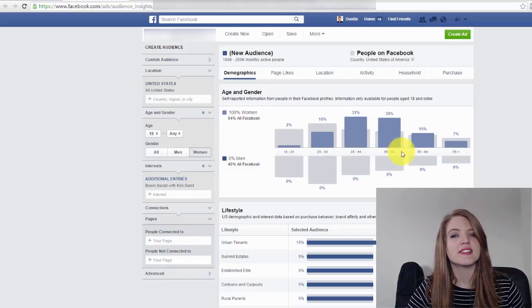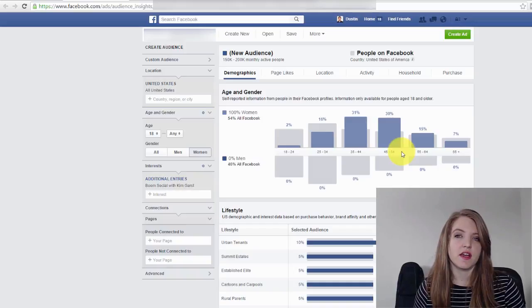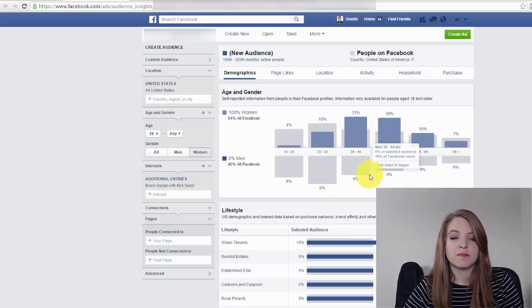you're going to want to focus on messages that appeal to women between 35 and 54. What is it that Kim Garst is putting on her page? What kind of content is she delivering that is attracting that specific person to her page? And if that's the person you're looking to bring to your business, then that's the information you're going to want to keep gathering here.